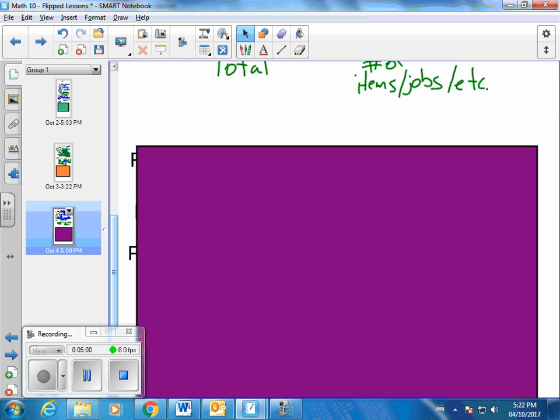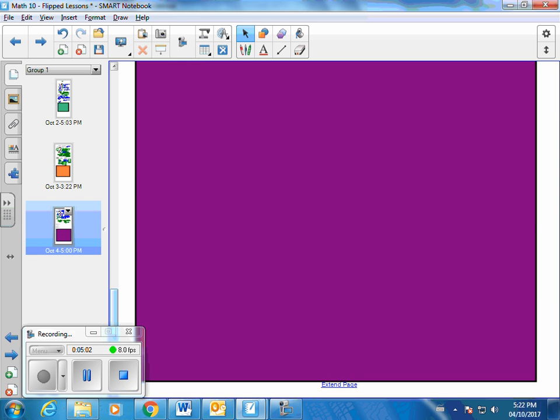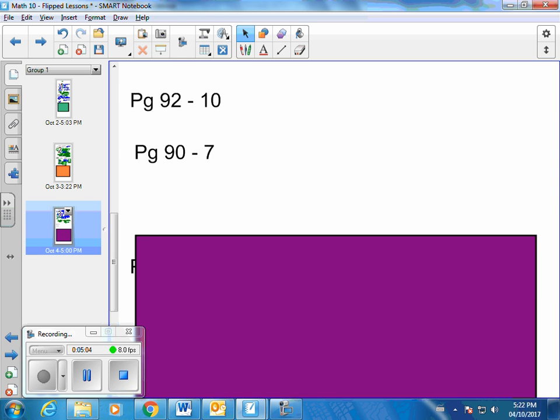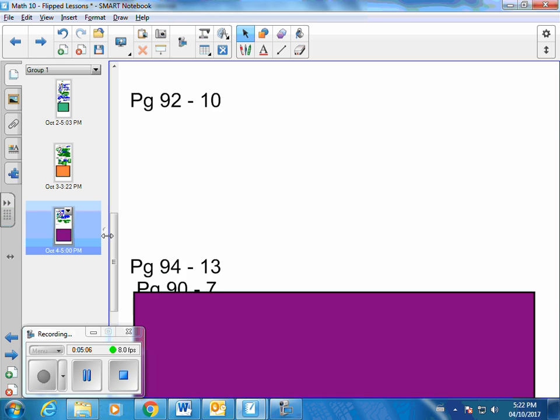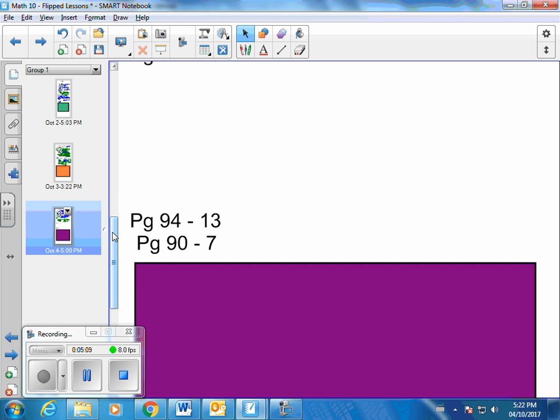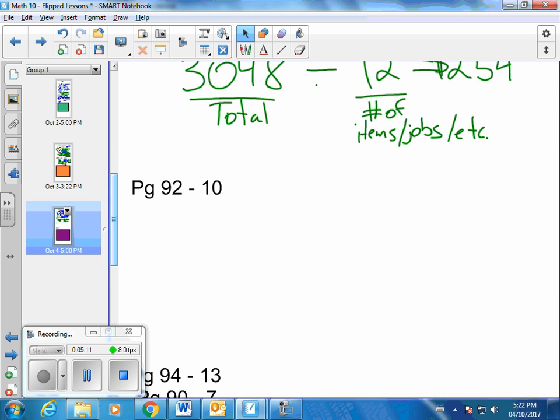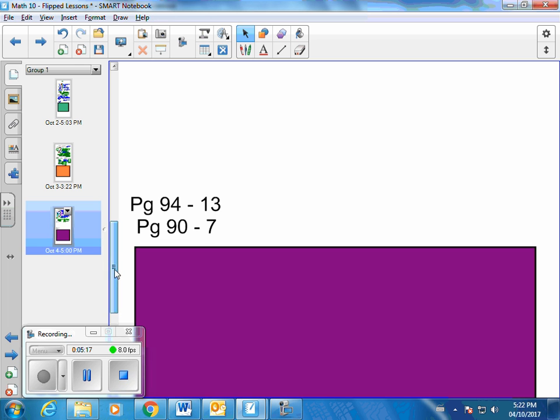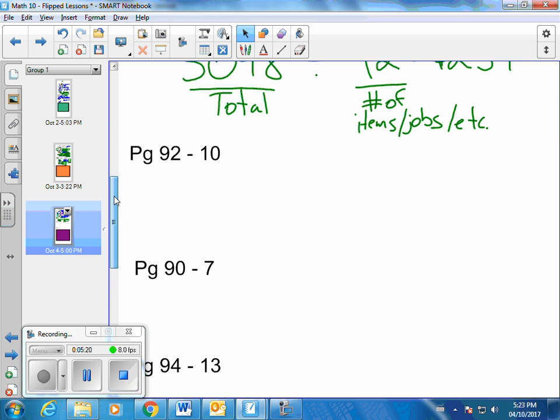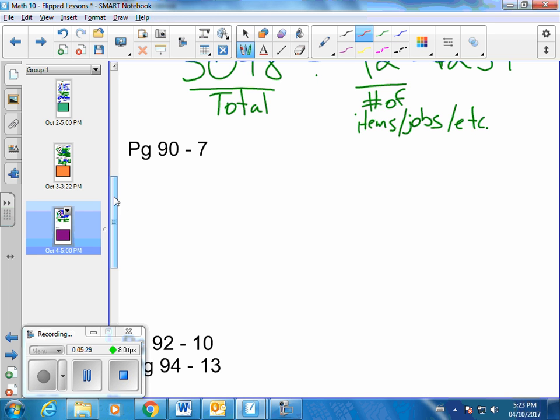So we're going to quickly move on to page 92. All the way up here. Question number 10. Oh, sorry, no we're not. That's too far. We want page 90, question 7. I did not do a very good job of setting up my smart notebook today. Page 90, question 7. We're talking about a fellow named Peter who's working on commission.